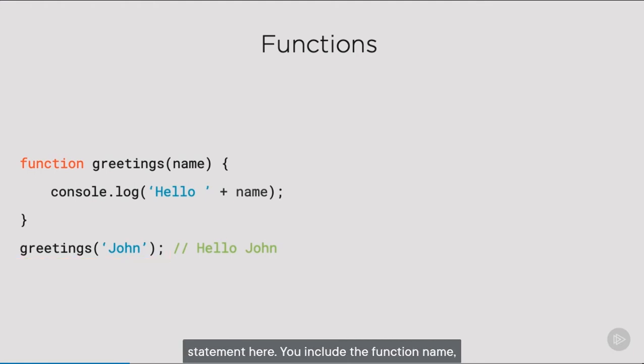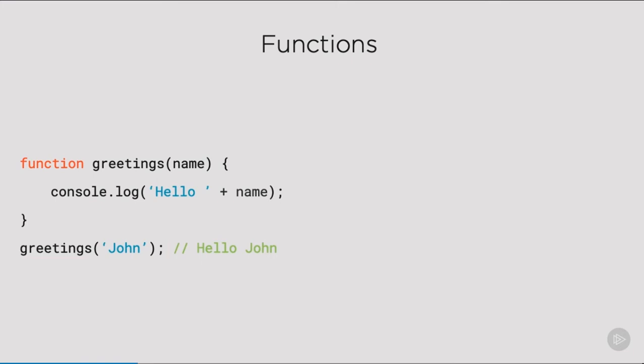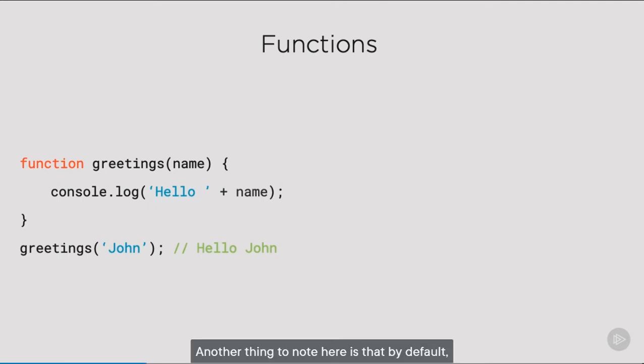You include the function name, followed by parentheses and a semicolon. The output here would be hello John. Another thing to note here is that by default, all functions return a value. In our example, the returned value is undefined.